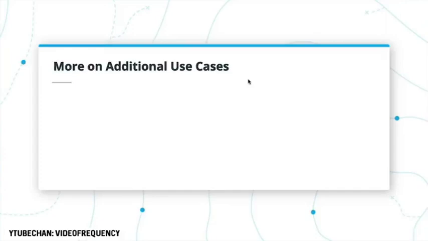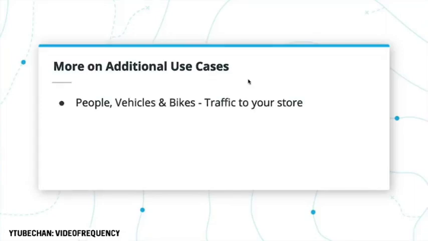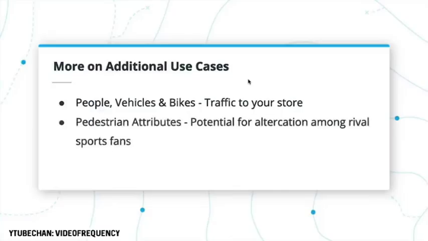There are plenty of ways to think outside the box on additional use cases for the available pre-trained models. Here are just a few I thought of. You could use the people, vehicles, and bikes model to assess traffic coming into your store. This could allow you to learn more about what types of items people might buy, such as those people on bikes probably aren't bringing TVs home. It could also inform you about changes needed to your parking lot to allow for more bike or motorcycle parking. The pedestrian attributes model could be used to identify the potential for altercations amongst rival sports fans with different jerseys, allowing security to step in ahead of time.